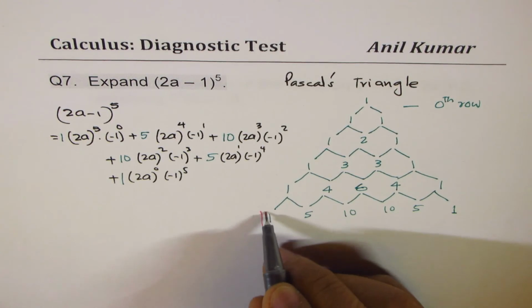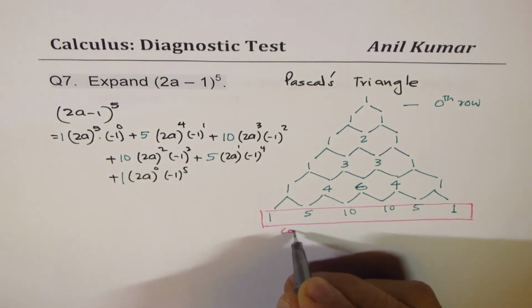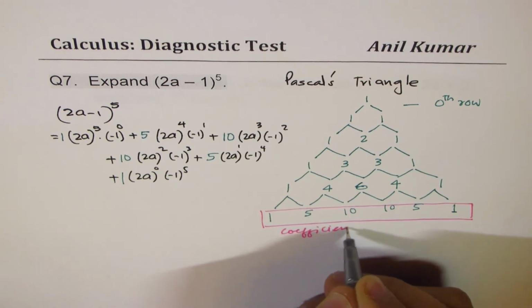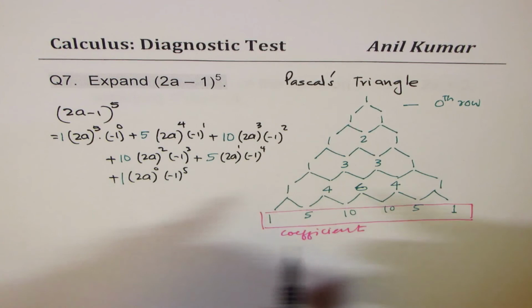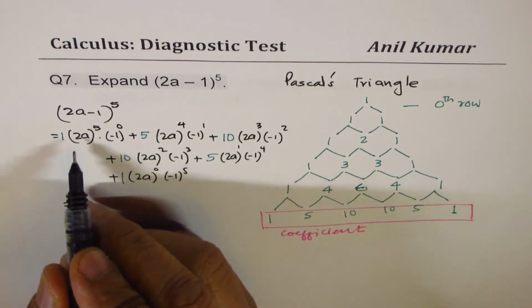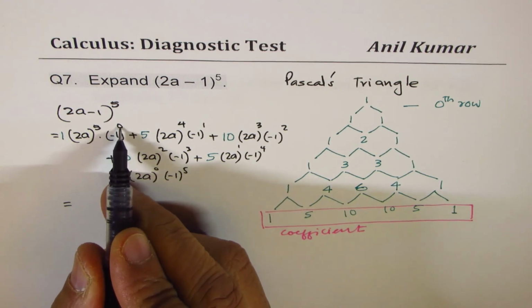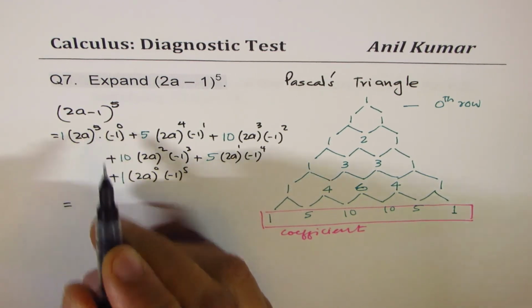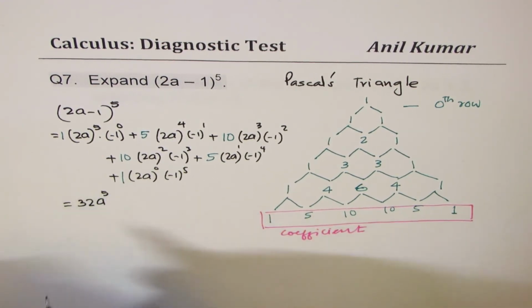This is our fifth row. So fifth row gives you coefficients, right? Now we can rewrite. So 2a to the power of 5 minus 1, anything to the power of 0 is 1. 2 to the power of 5 is 32. So we can write this as 32a to the power of 5, correct?